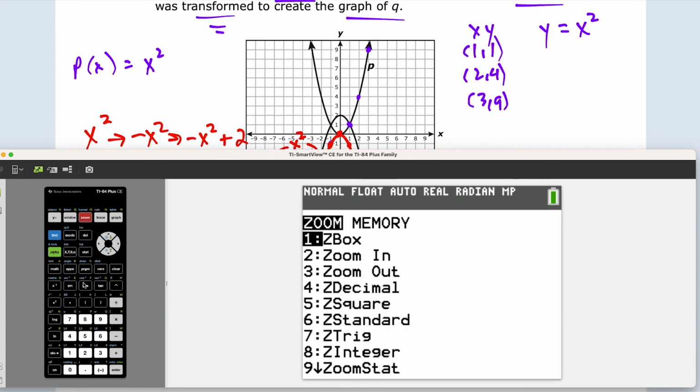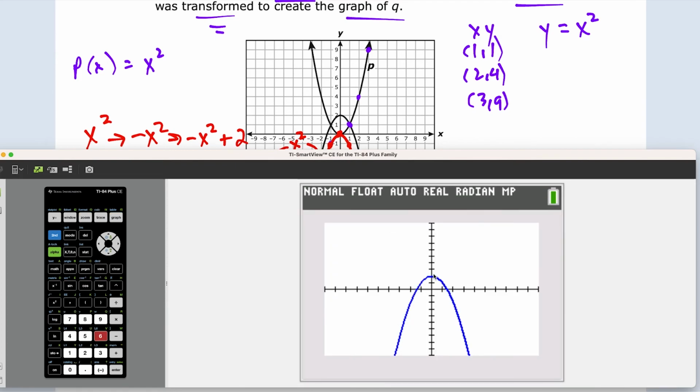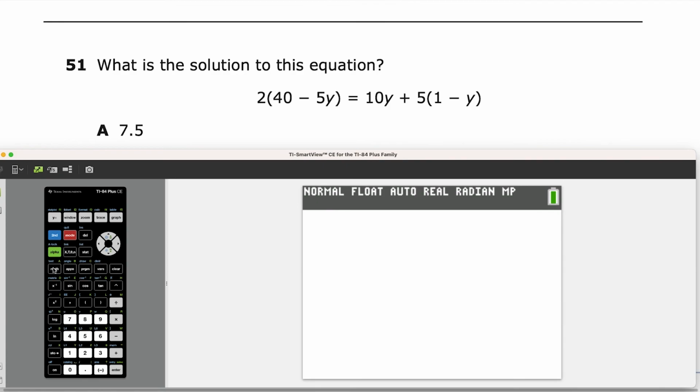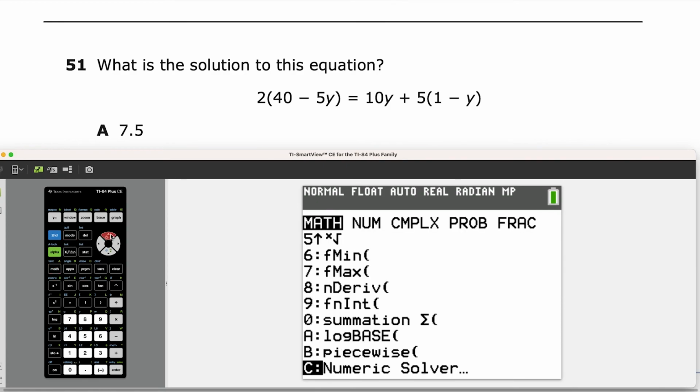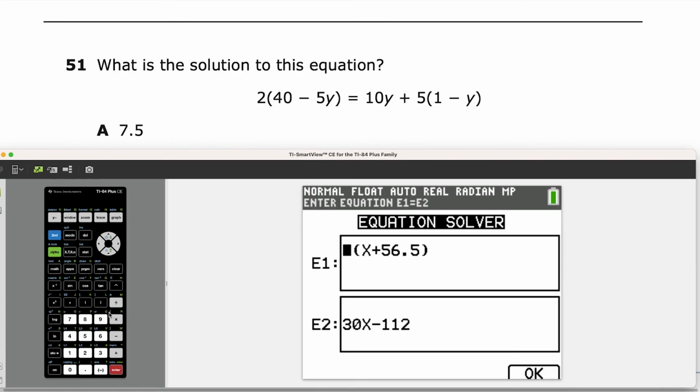I'm going to press zoom 6 here so this goes back to normal. But notice that our graph here matches. For question 51, if we really don't feel like doing any work, we could press math, go up to numeric solver, and we could just type this stuff in. We have 2 times 40 minus 5y, but I'm going to put an x.